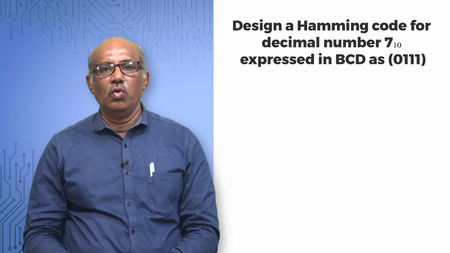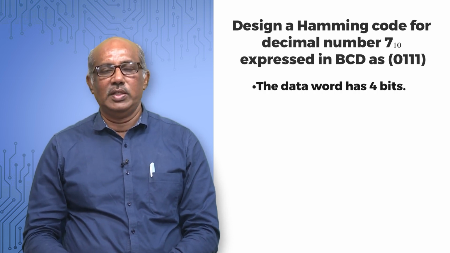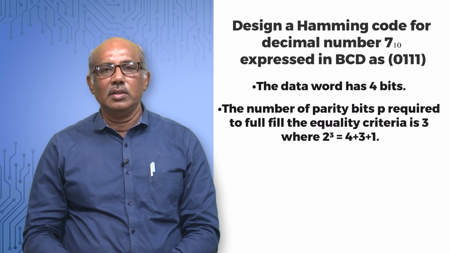Now, we will do an example. Design a Hamming code for decimal number 7 expressed in BCD as 0, 1, 1, 1. The data word has 4 bits. The number of parity bits P required to fulfill the equality criteria is 3, where 2 raised to 3, that is 8, is equal to 4 plus 3 plus 1.